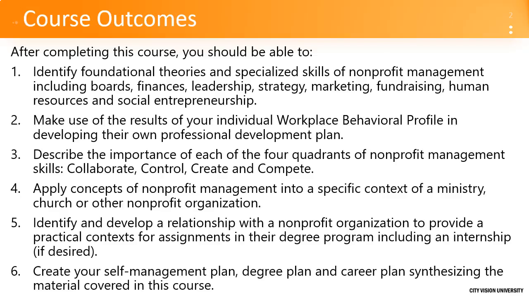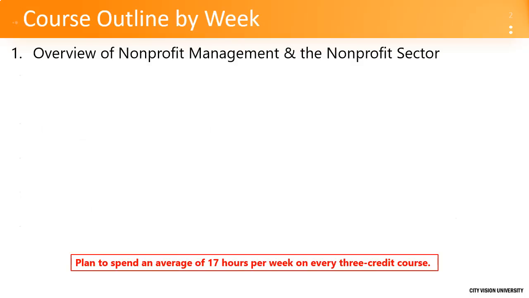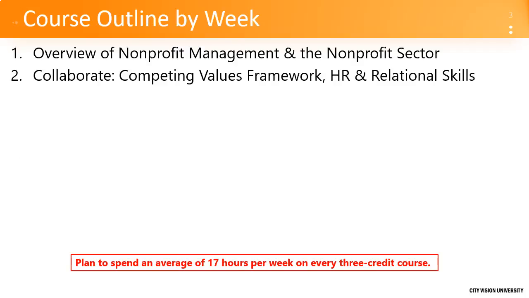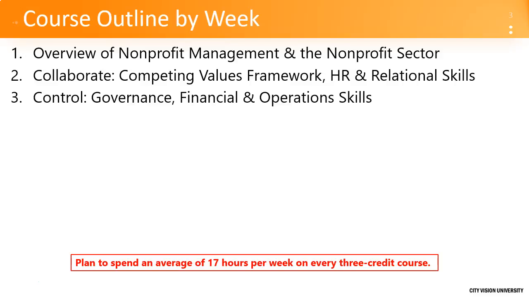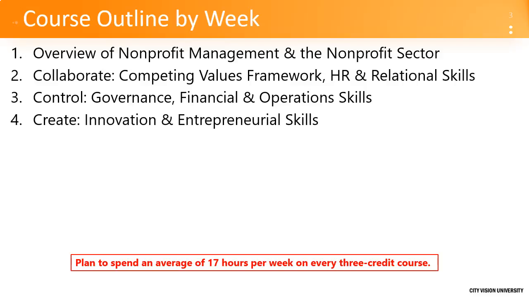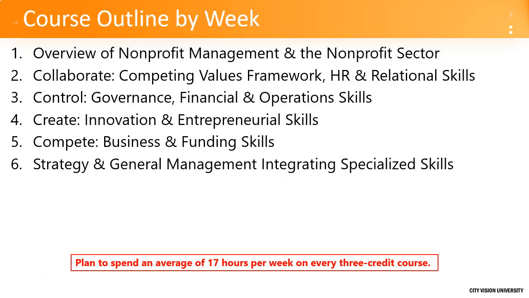So the outline by week, the first one's just going to be a survey of the overall nonprofit sector, and then we're going to go by each of the four quadrants that I mentioned. The first one's going to be the collaborate quadrant. That deals with human resources and relational skills. The control quadrant, which deals with governance, financial, and operations skills. The create quadrant, which is innovation and entrepreneurial skills. And the compete quadrant, which is business and funding skills.